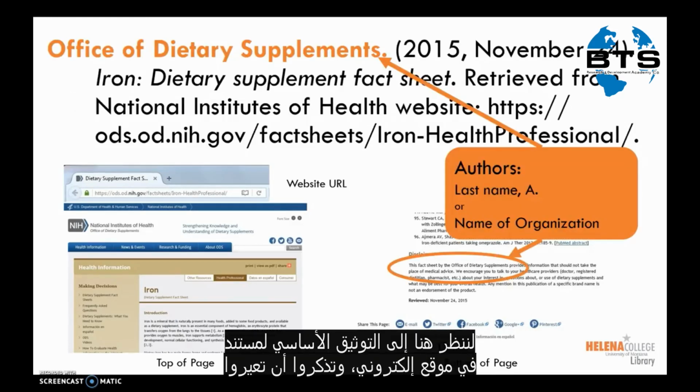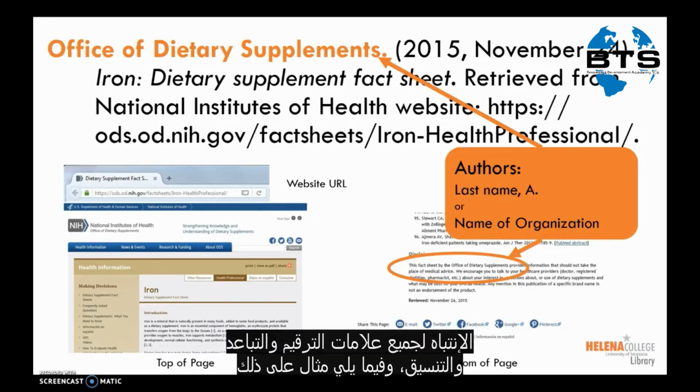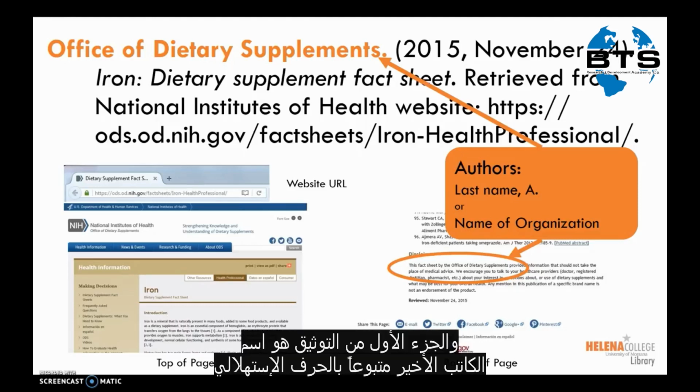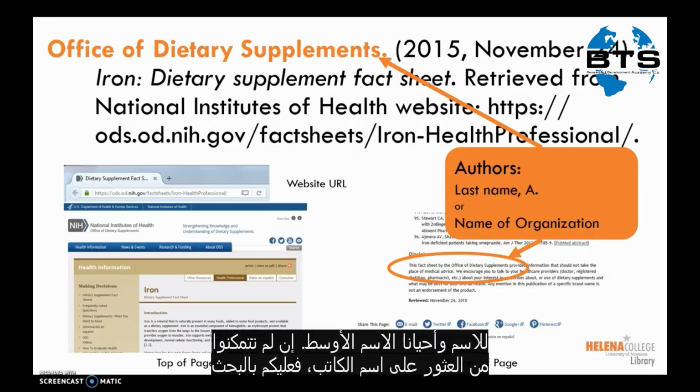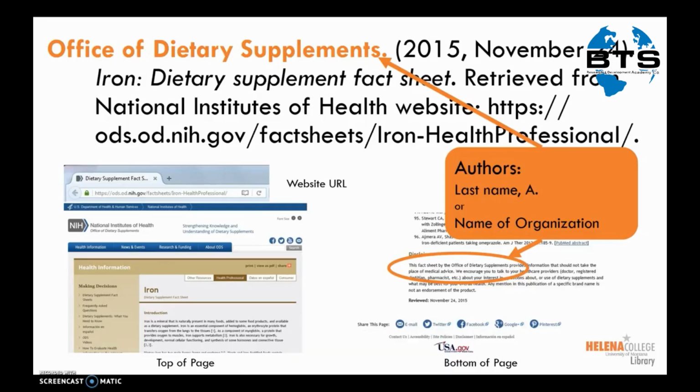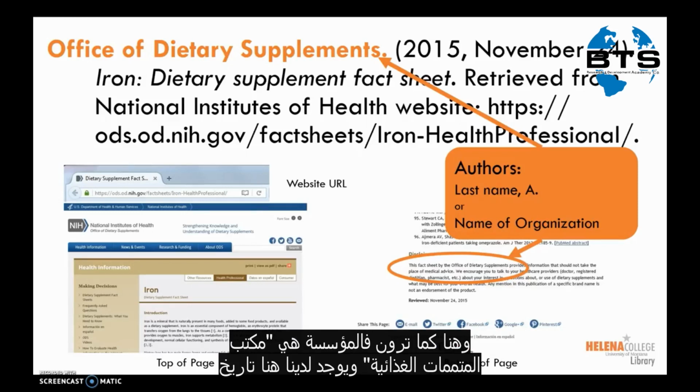Let's look at the basic citation for a document from a website, and remember to pay careful attention to all punctuation, spacing, and formatting in the example citations you look at and apply them to your own. The first part of a citation is the author's last name, followed by their first and sometimes middle initials. If you cannot find the name of an individual, also look for the name of an organization taking credit for the page. This should match the author given in your in-text citation. Again, you can see that this fact sheet was created by the Office of Dietary Supplements.